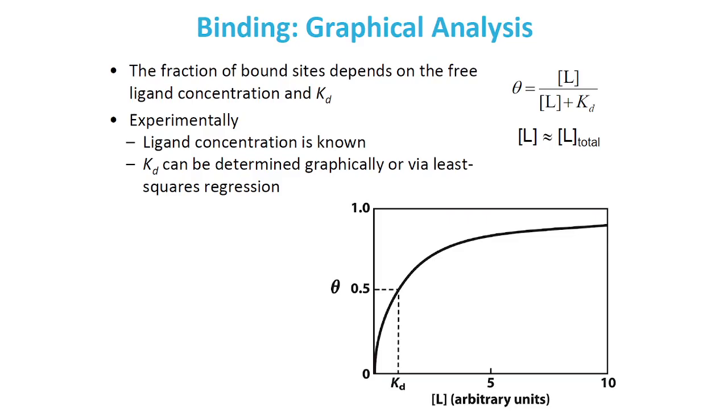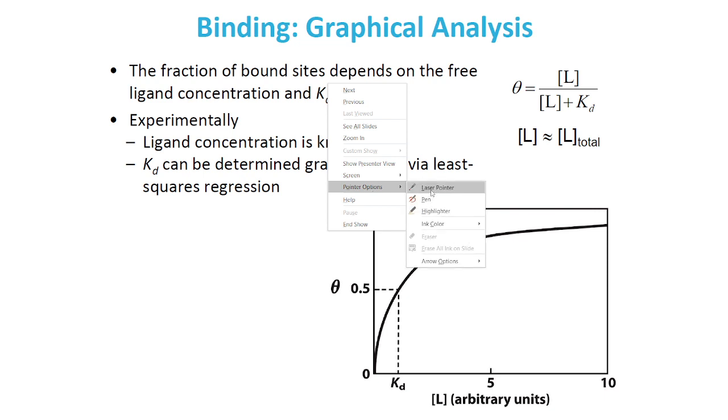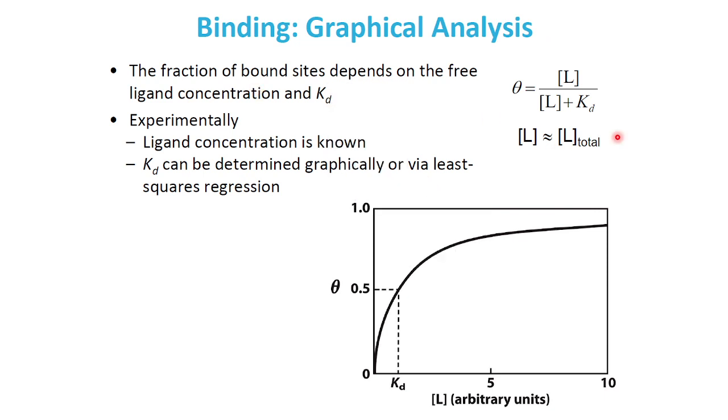So if we plot this theta versus your ligand concentration, that is, if we analyze this graphically, we see that the fraction of the bound sites depends on the free ligand concentration and your Kd value.